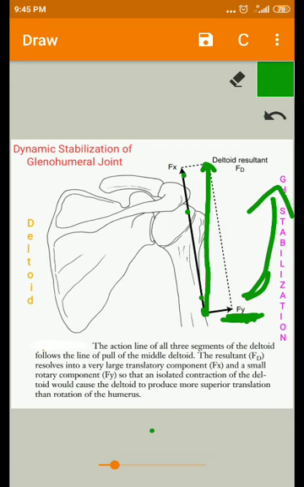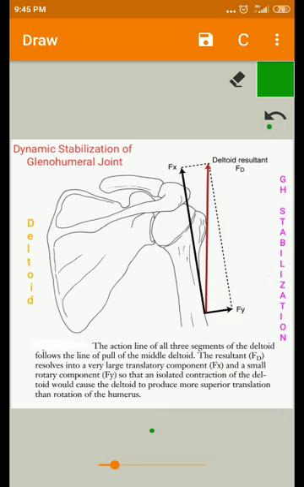The deltoid has very limited dynamic stabilization of the glenohumeral joint, but it causes the shear force that causes superior gliding of the humeral head. So this is about the contribution of the deltoid muscle in glenohumeral stabilization. In the next session, we are going to see how these rotator cuff muscles are used in glenohumeral dynamic stabilization. Thank you.